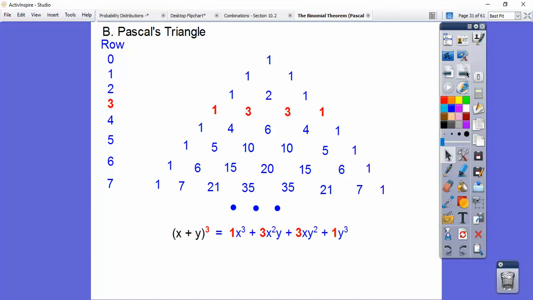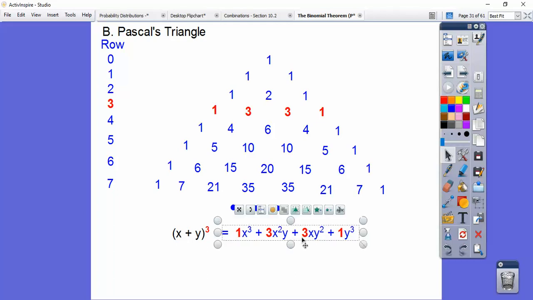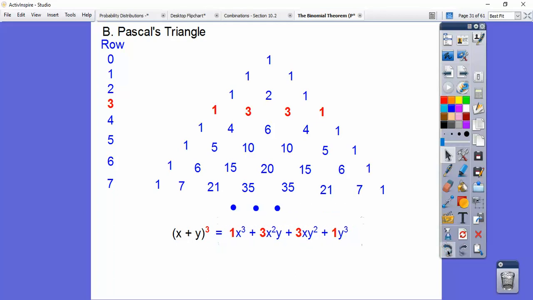So look at this one. Here's x plus y to the third power. If we go to row 3, 1, 3, 3, 1, here they are, 1, 3, 3, 1, okay? X to the third, and then it goes down, and y comes into the picture, y squared, or x squared y. And remember, these exponents add to this guy right there, x, y squared. So we put those coefficients in there.